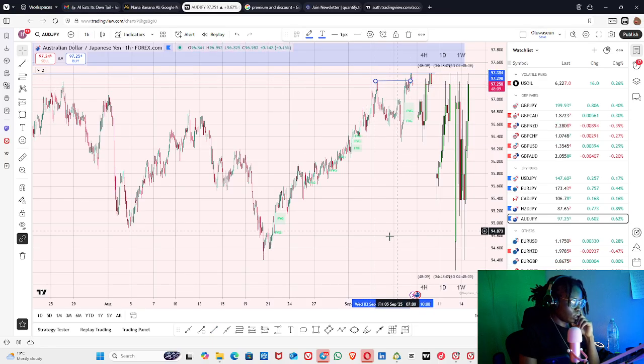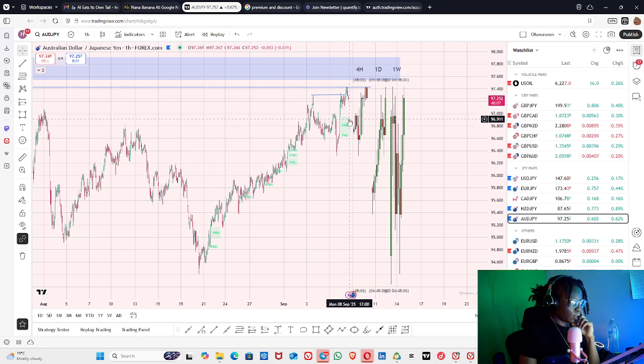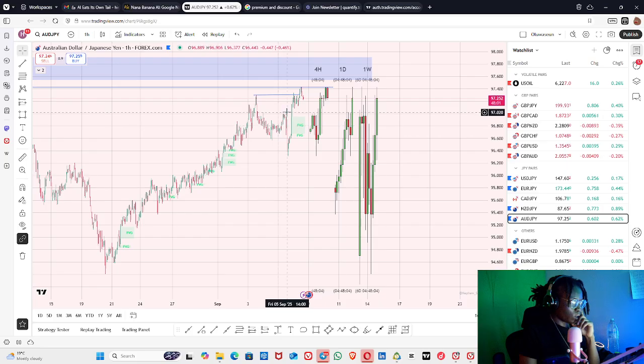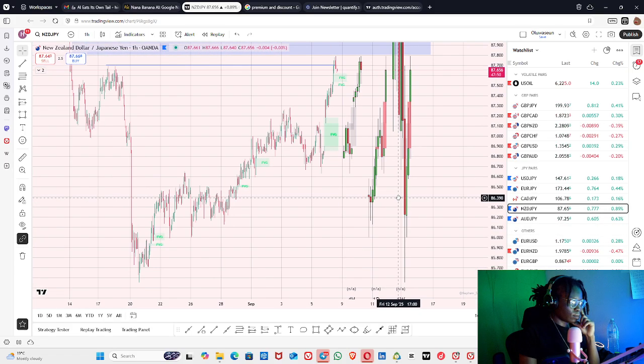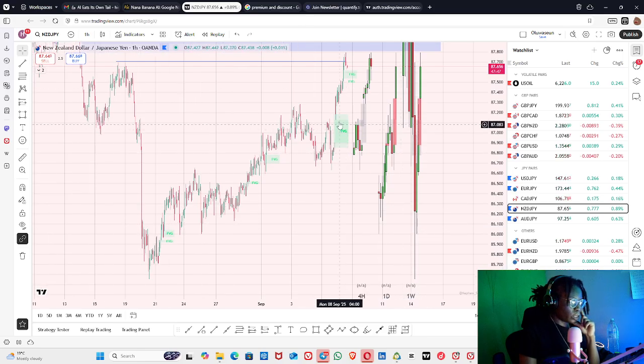I'm just expecting a little bit of retracement to this region here. Then I should close. That's 9700. I have to close at 9700. I'm expecting price to fill this region. This is an FVG right here. I'm expecting price to tap into this zone.